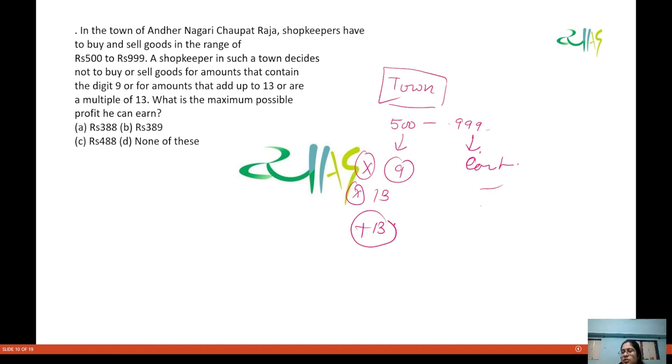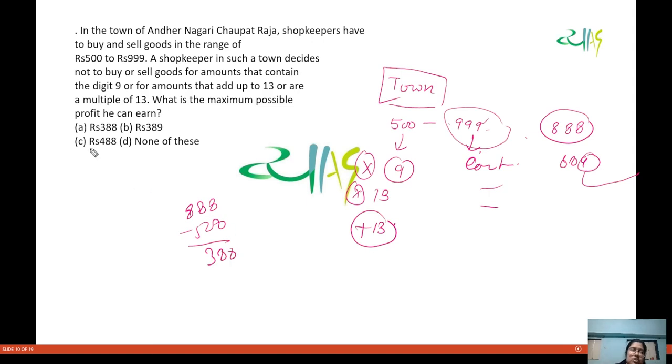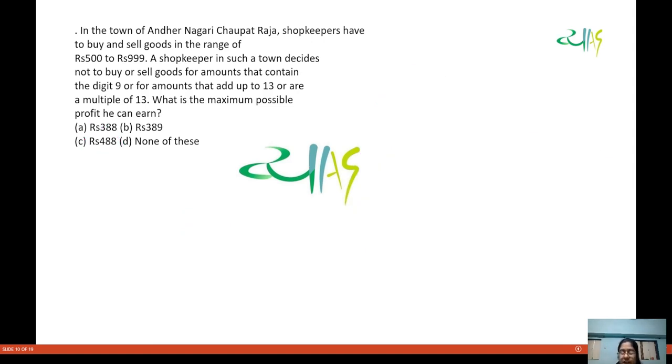Okay, it does not add up to 13 or a multiple of 13, but it does contain 9. So we found 888 is the number that does not contain 9, because from 889, 9 occurrences start and it goes till 999. So at 888 we are selling. So we are selling at 888 minus 500. So we are getting 388. So this is our profit. Okay, this is our profit. So I hope everybody is okay with this thing. Now let's move forward a bit.